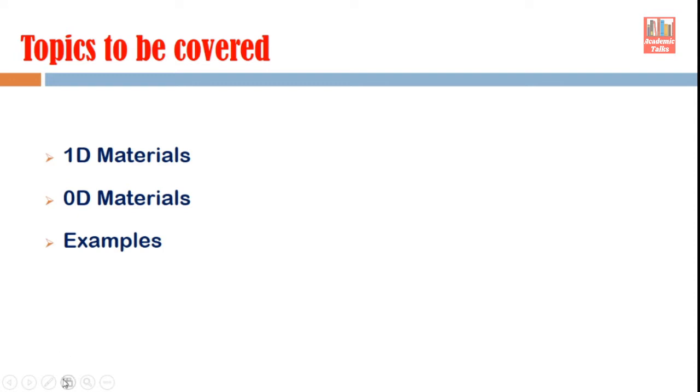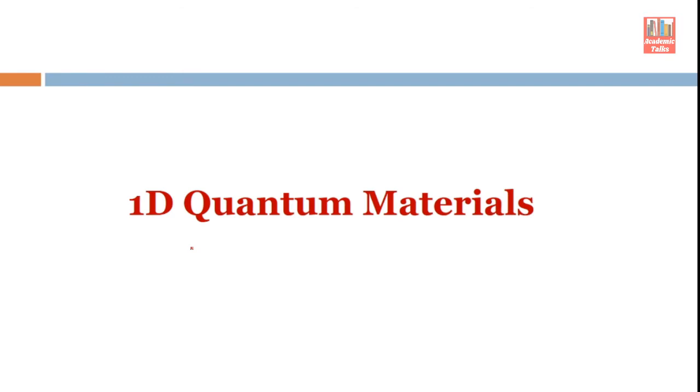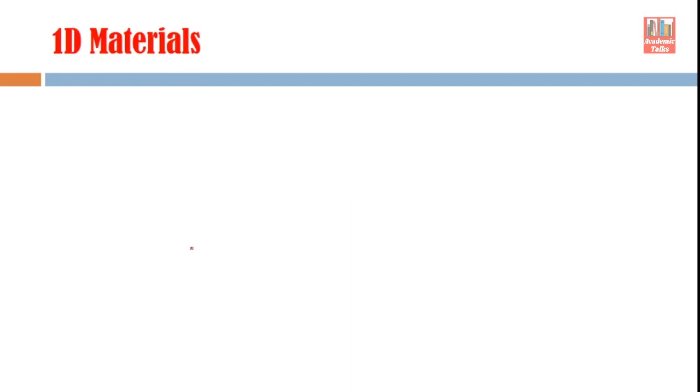Okay, so this is something which we are going to discuss today. We are going to discuss 1D materials and 0 dimensional materials. Two dimensional materials were discussed in the previous lecture. We will also discuss some examples of 1 dimensional materials and 0 dimensional materials. So let's have some discussion about the 1 dimensional quantum materials.